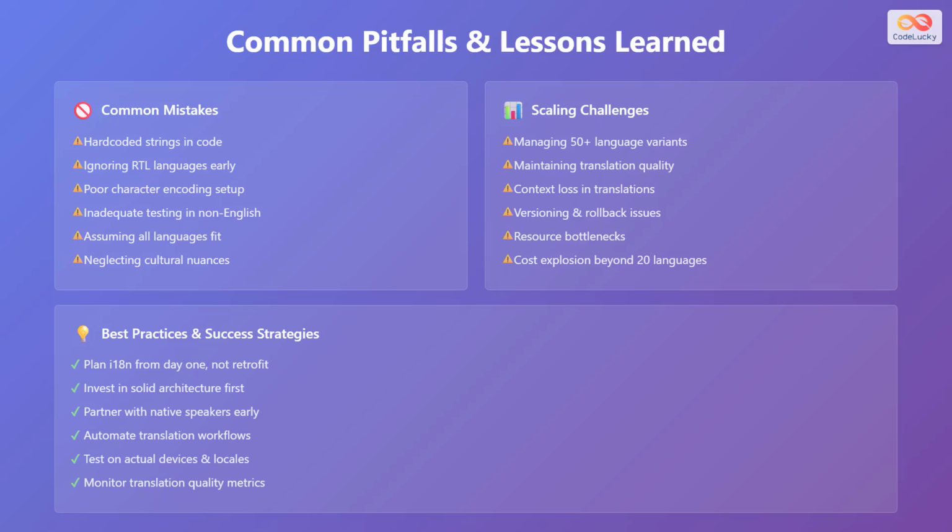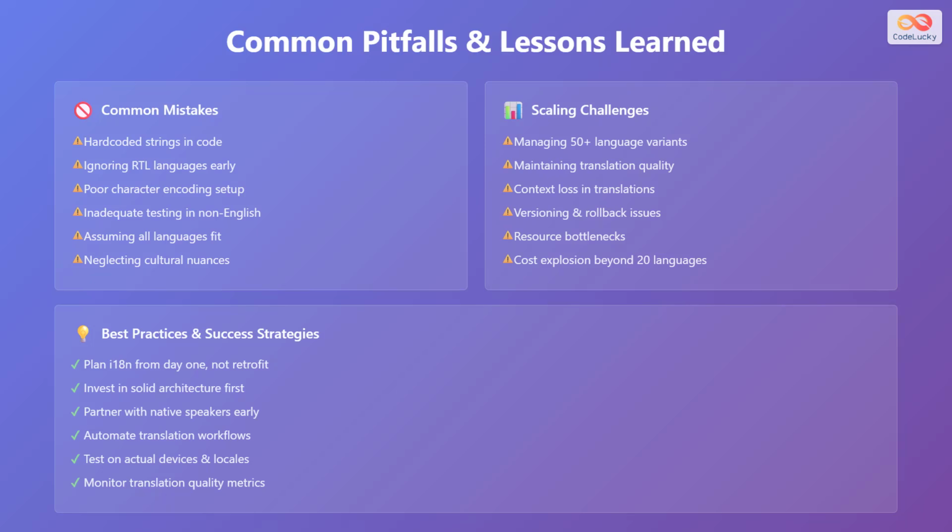Scaling challenges emerge as you grow. Managing 50 or more language variants becomes complex, maintaining consistent translation quality across teams, losing context when translating isolated strings, managing version control and rollback across languages, resource bottlenecks in translation workflows, and cost explosion as you exceed 20 languages.